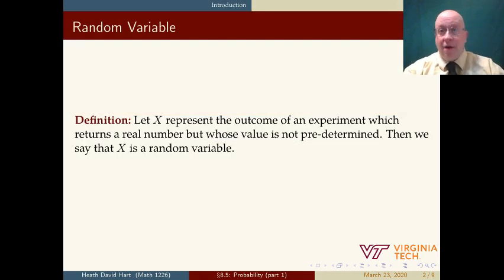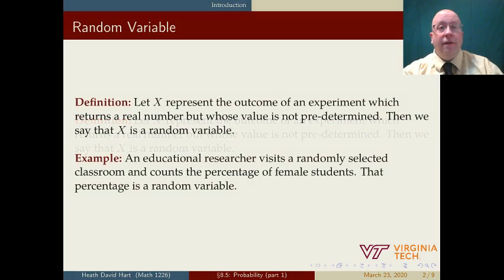A random variable is a variable that returns a real number, but the value is not predetermined because the value is based on the outcome of an experiment. We say that x is a random variable in this case.